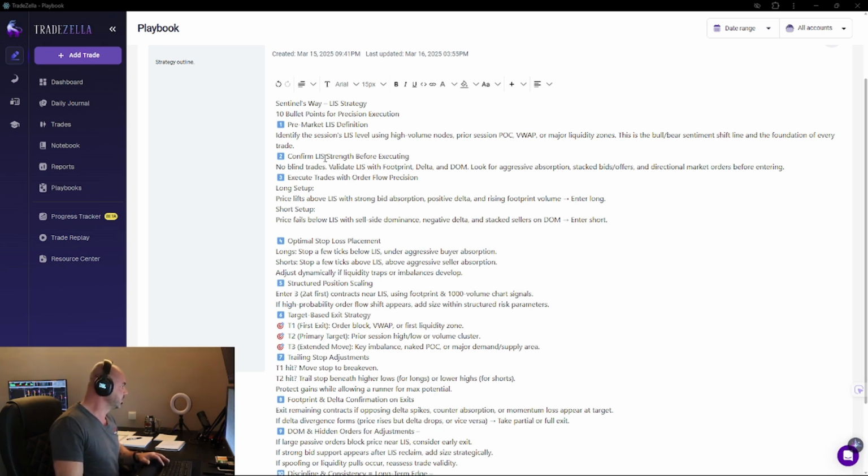So what we're going to do is we're going to confirm line in the sand strength before executing. We're not going to take blind trades. We're going to validate the line in the sand with either footprint, delta, or DOM. We're going to look for aggressive absorption, stacked bids and offers on the DOM, or directional markets or orders before entering. We're not going to take just blind trades from this line in the sand. Also, if you just trade candlesticks, you can also trade retests or trade wicks or whatever you like to validate that line in the sand.